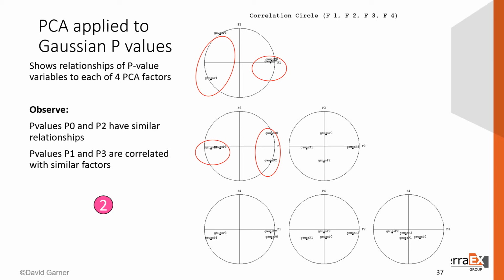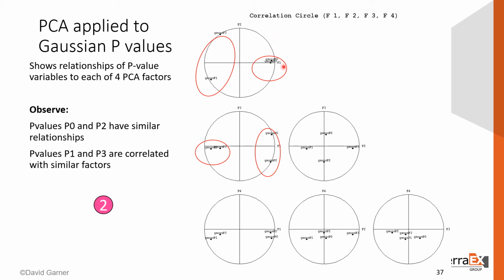Okay, so with PCA, this diagram is showing us that those p-values, say for 0 and 2, which are red and blue, have a correlation to factor 1 out of the principal components. In other words, they're similar. So what this diagram is, is a correlation circle.